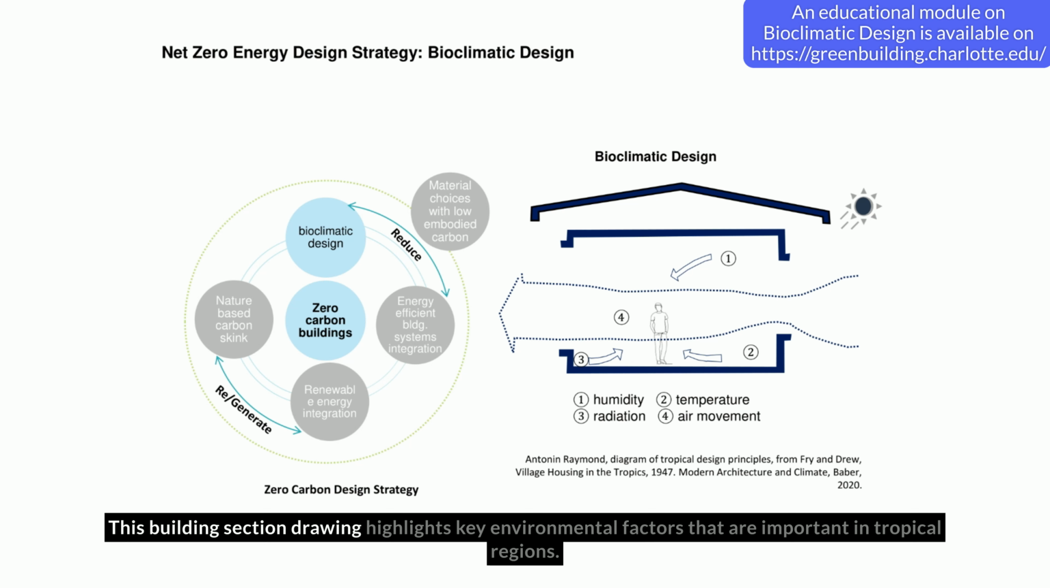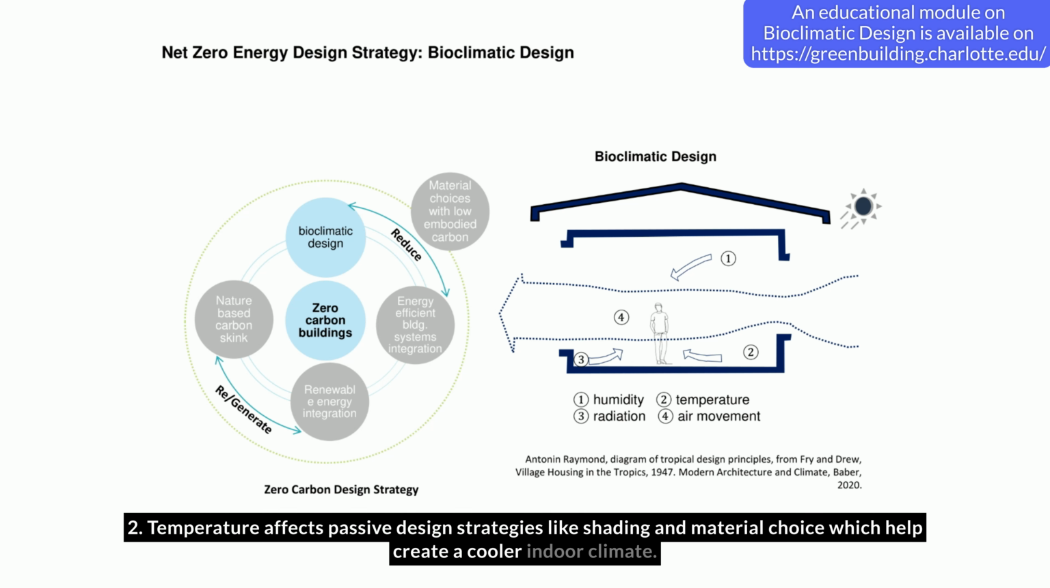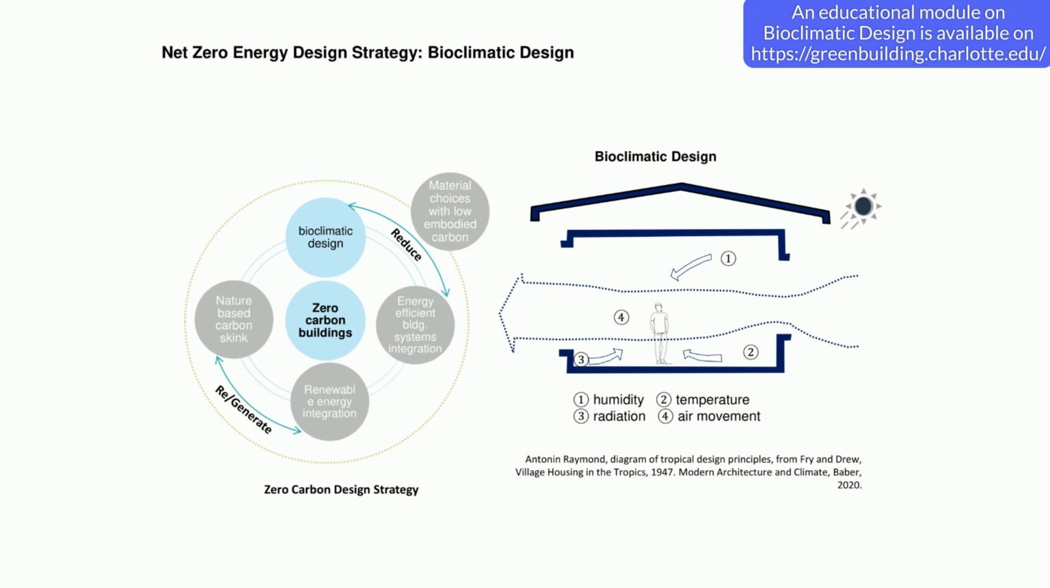This building section drawing highlights key environmental factors that are important in tropical regions. 1. Humidity levels are important for regulating thermal comfort and reducing the load on mechanical systems. High moisture levels cause thermal discomfort, and dehumidification to remove moisture from the air requires high energy. 2. Temperature affects passive design strategies like shading and material choice, which help create a cooler indoor climate.